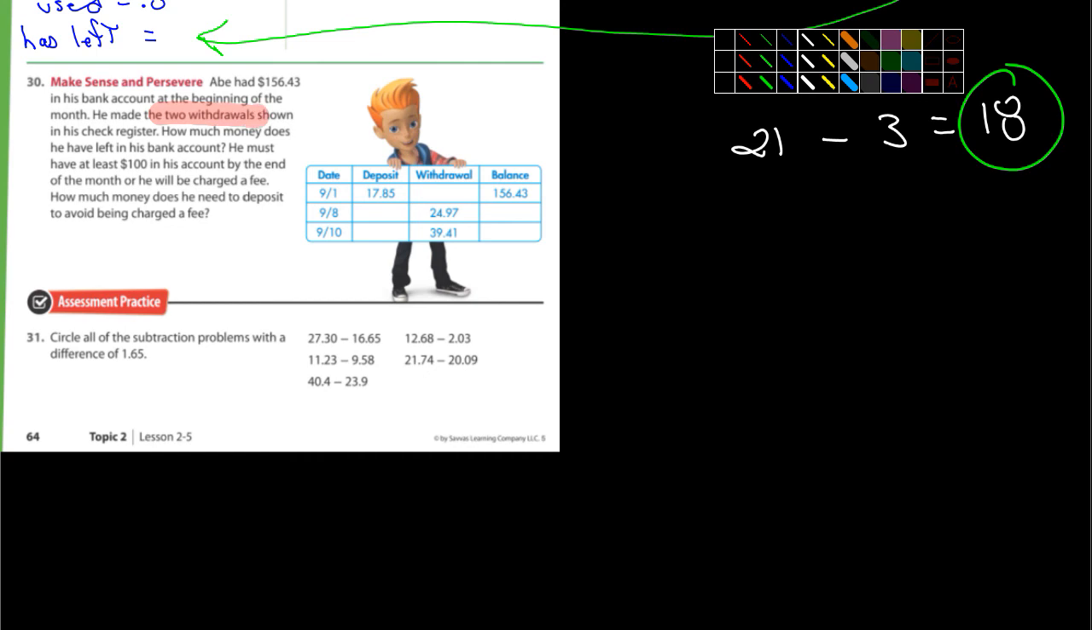For 10 points, Miss Jennings, what's a withdrawal from a bank account? Can you tell me what that means? Take from? Yeah, exactly. Thank you. Put up 10 points. It means taking from. So he took money out twice.